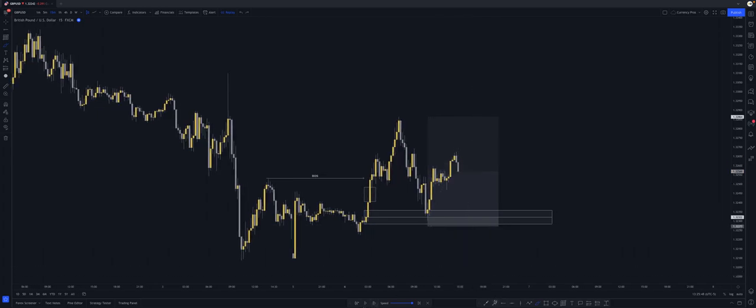Okay, so there was a minor break of structure that occurred. Let me mark that out. This solidified high was violated. Right, so that creates a minor break of structure. Now at this point, I'd be moving my stop loss right about here. Let me just label that SL for stop loss.